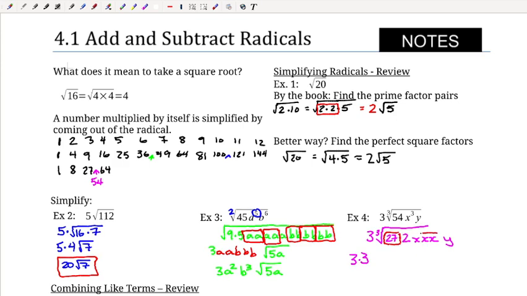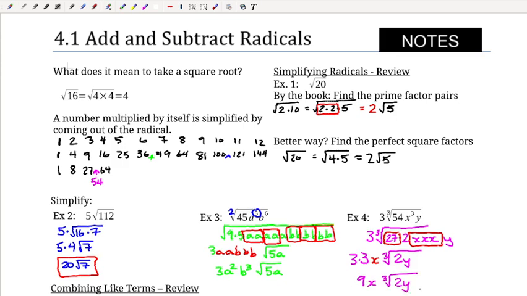And I've got 3 x's, 3 times 3 times 3. One set means 1 x comes outside. And what I've got left inside is the 2 and the y that have no friends. So I've got cube root of 2y. Just simplify that a little bit. 3 times 3 is 9. x cube root of 2y.